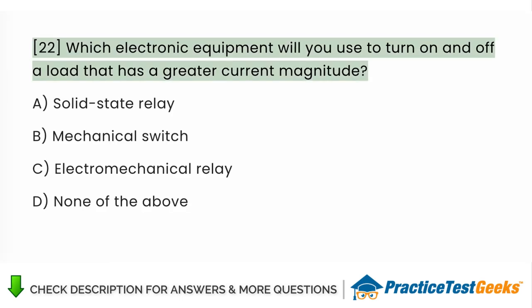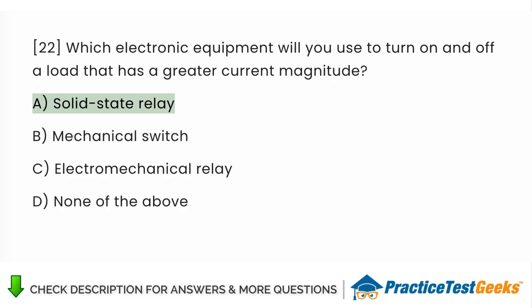Which electronic equipment will you use to turn on and off a load that has a greater current magnitude? A. Solid-state relay. B. Mechanical switch. C. Electromechanical relay. D. None of the above.